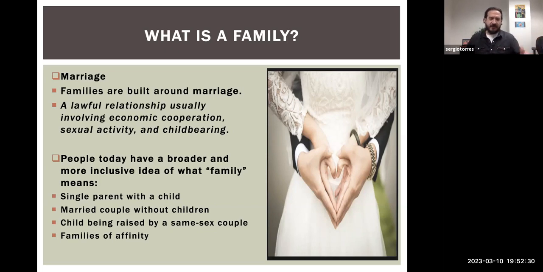So for us, I'd argue that's going to be the whole love part, right? And then the idea of economic cooperation. The idea is that we throw our lot in with this other individual, financially. And obviously sexual activity. I'd argue that for most of us, we couldn't see ourselves getting married to somebody that we weren't sexually attracted to, that we didn't want to have sex with. And then the idea of childbearing.